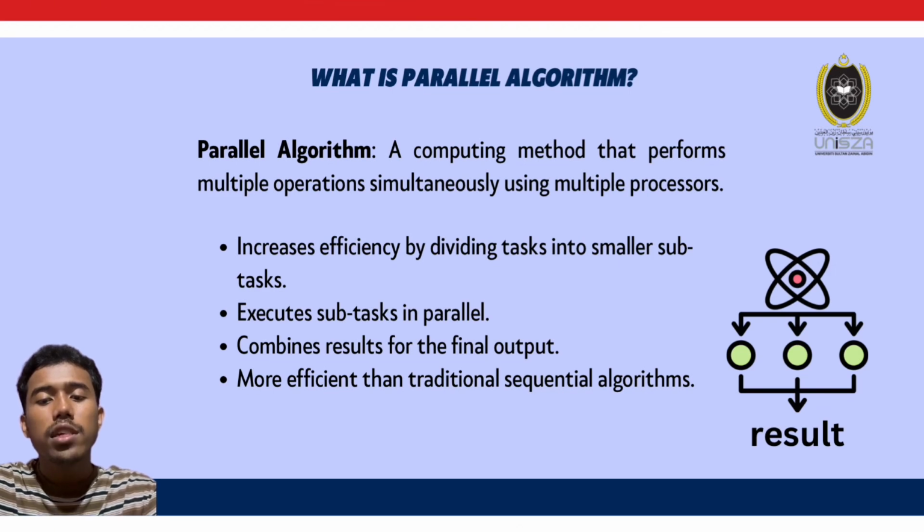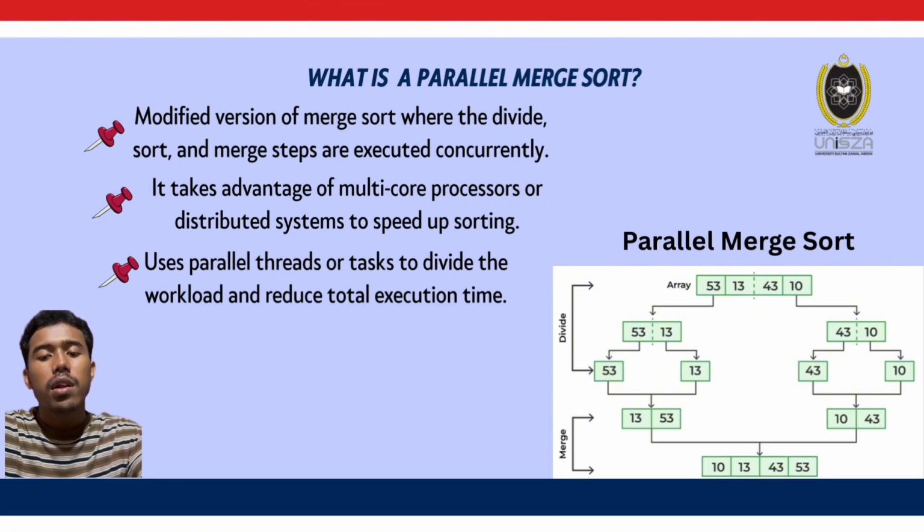Today I will briefly explain what a parallel algorithm is. A parallel algorithm is a computing method that performs multiple operations at the same time using multiple processors. It increases efficiency by dividing large tasks into smaller subtasks and executing them simultaneously. One common example is the parallel merge sort. It's a modified version of merge sort where the divide, sort and merge steps are executed concurrently.